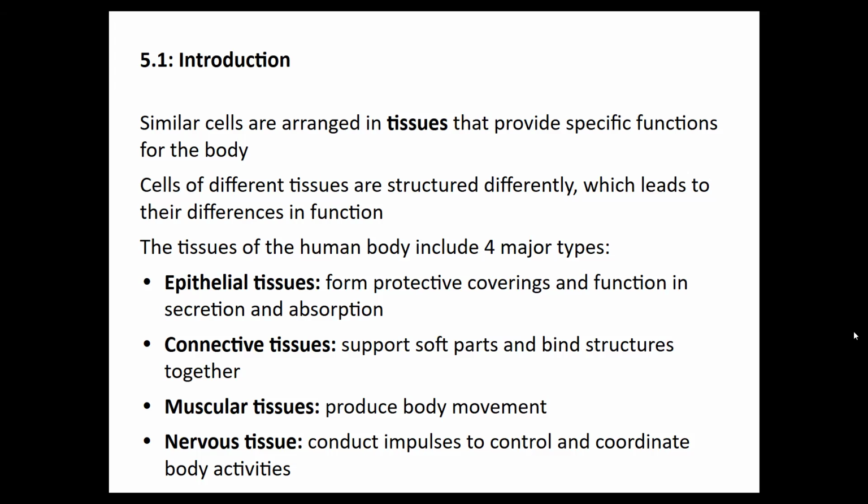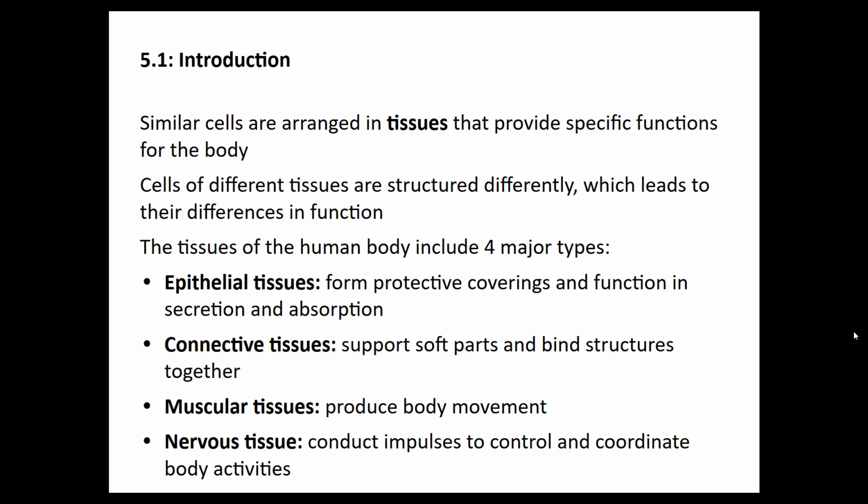Now, tissues aren't anything too special. They're just specialized cells that, depending on how they're arranged, create specific functions. There are globally going to be four types of tissues that we're going to be looking at: epithelial tissue, connective tissue, muscle tissue, and nervous tissue.